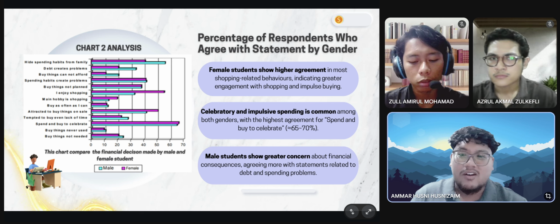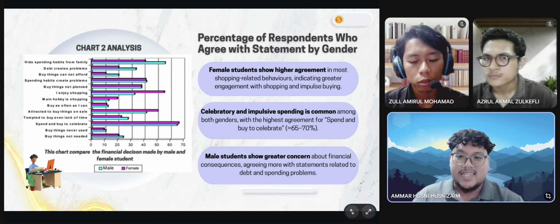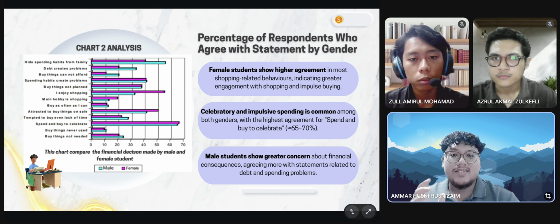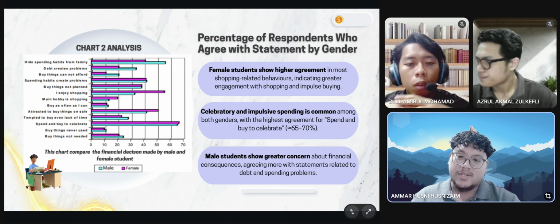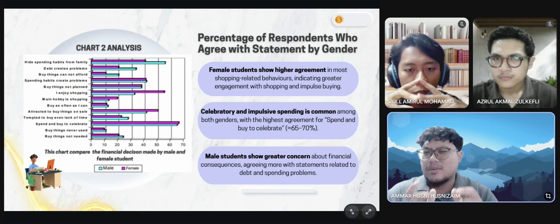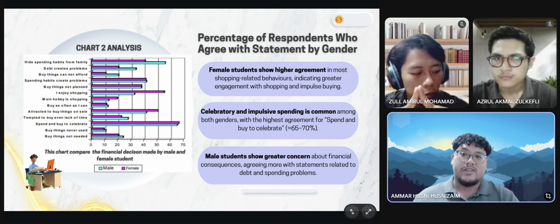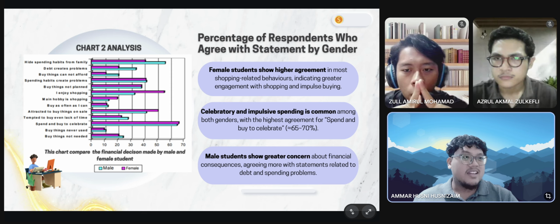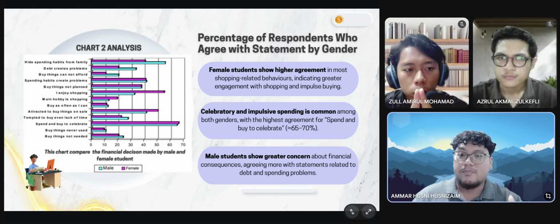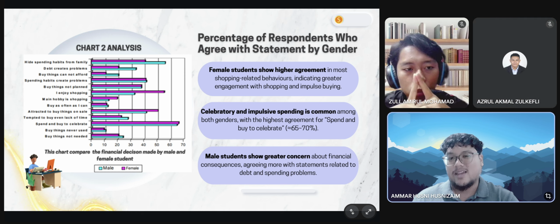The highest level of agreement for both of the genders can be observed in the statement spend and buy to celebrate. Approximately 65 to 70% of both male and female respondents agree with this particular statement, indicating that celebratory spending is a common behavior among students, regardless of their gender. Another notable trend appears in the statement tempted to buy even when lacking time.